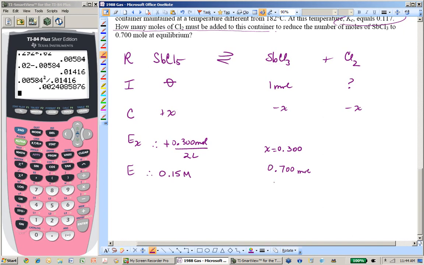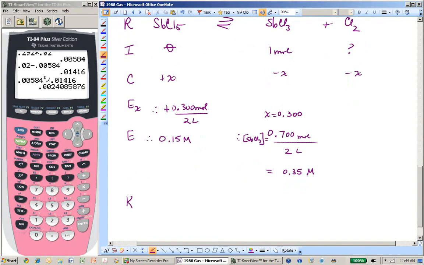Whew, okay. So therefore, the concentration of the SbCl3 is equal to this many moles divided by the 2-liter container, which is equal to 0.35 molar. I can do that in my head. Okay, so now what does that mean? That means that I can solve for Cl2. Okay, so K in this case is Kc, and it's equal to this, which we know, times this, which we don't know, but we seek, times this, which we know. We know it's 0.15. We know the SbCl3 is 0.35. I can solve for Cl2. I know the whole shooting match is equal to 0.117.